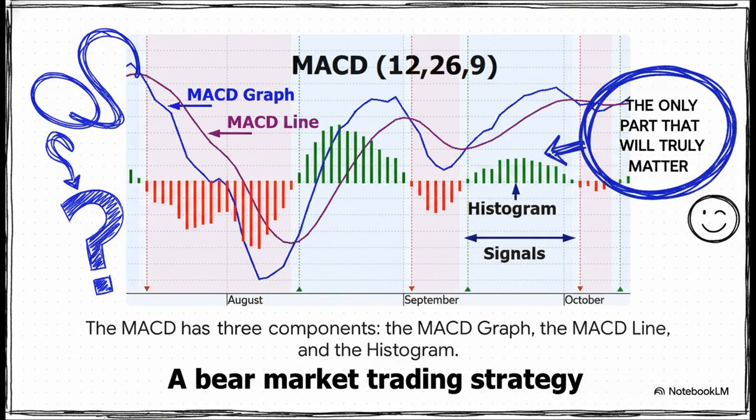Okay, so let's break down the MACD. And right away, you're going to notice the names are just wonderfully confusing. You've got the MACD graph and the MACD line, and yep, they are both lines. You really have to wonder who came up with this stuff. But thankfully, the third part, the histogram, is easy to see. And for what we're about to do, it's the only part that really matters.